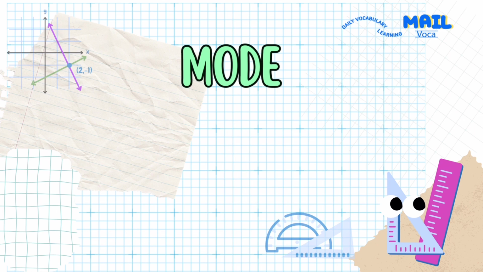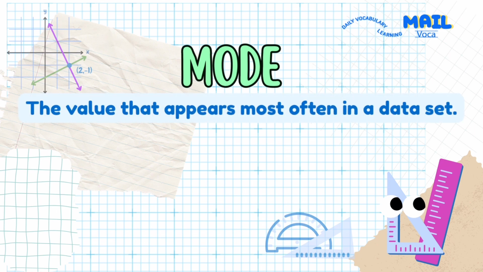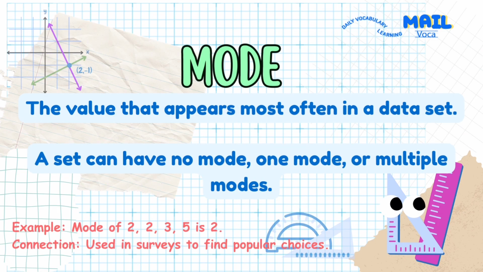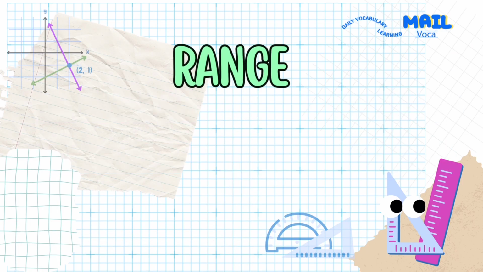Mode, the value that appears most often in a dataset. A set can have no mode, one mode, or multiple modes. Example, mode of 2, 2, 3, and 5 is 2. Connection, used in surveys to find popular choices.